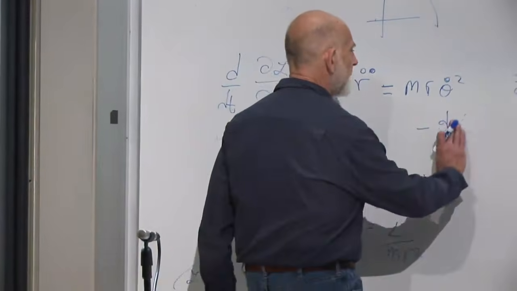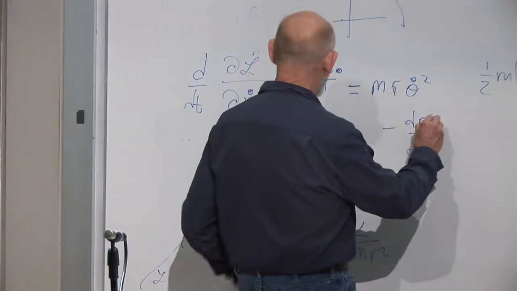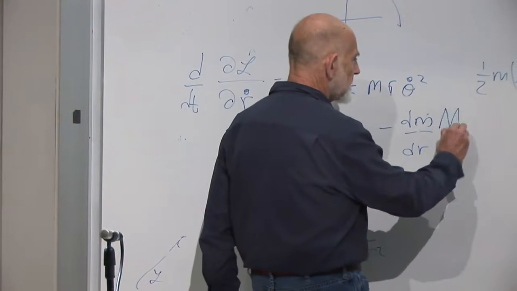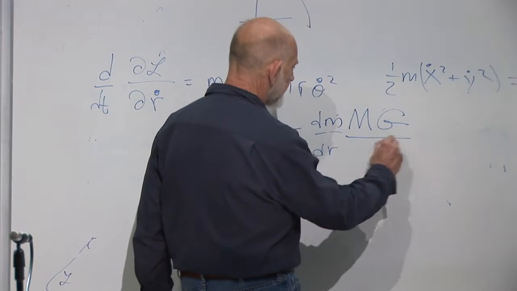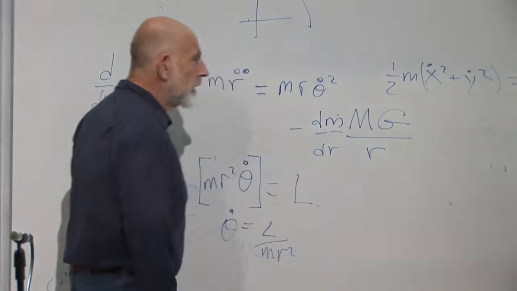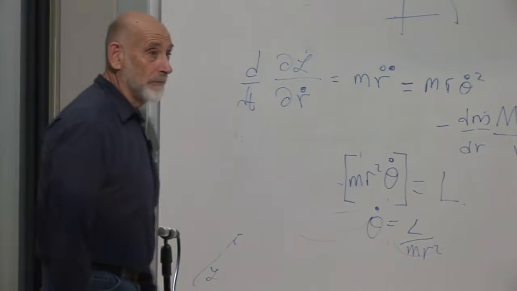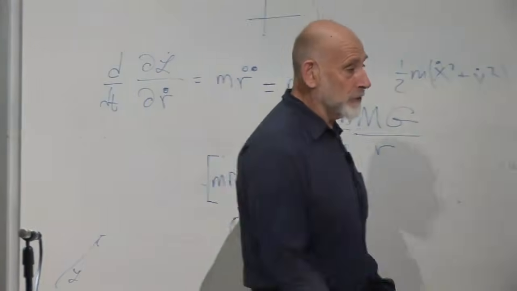Little m, the mass of the object, times big M, the mass of the gravitating center, times G over R. But not for general relativity. No, but we're not doing general relativity at the moment. General relativity is a long way down the line.